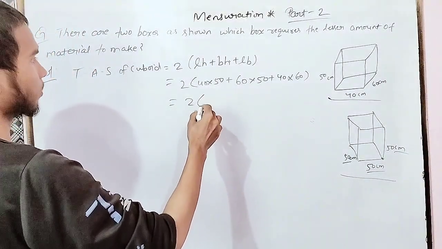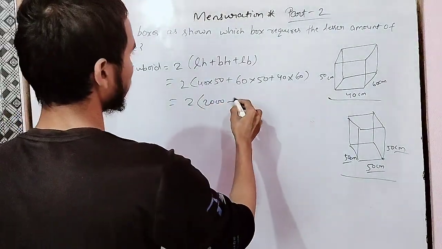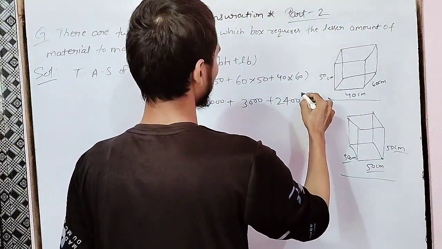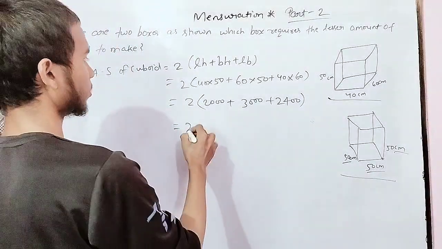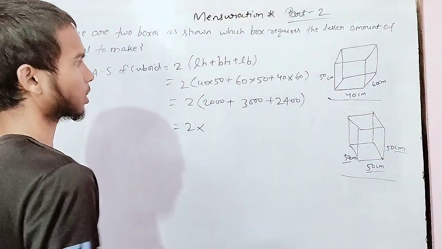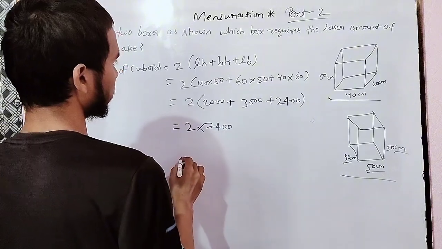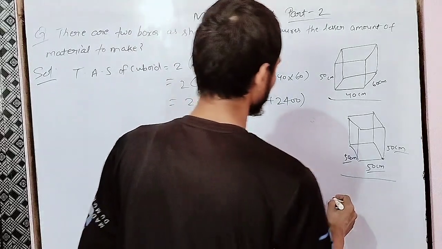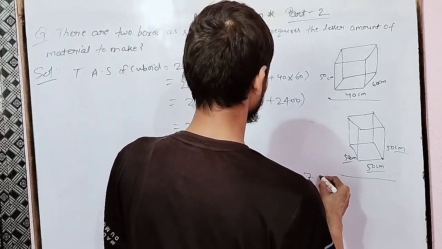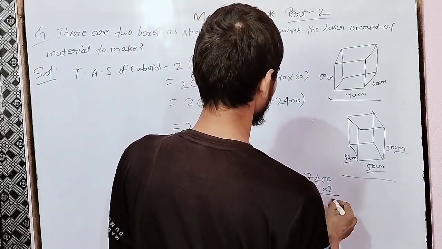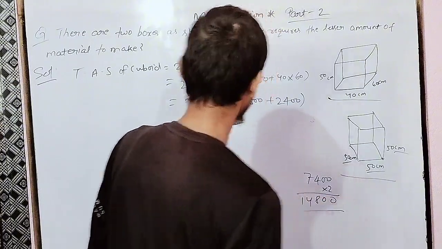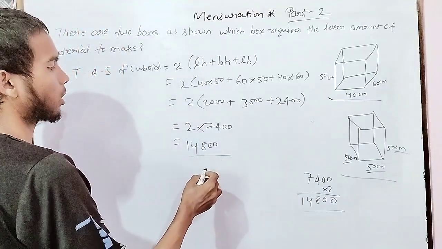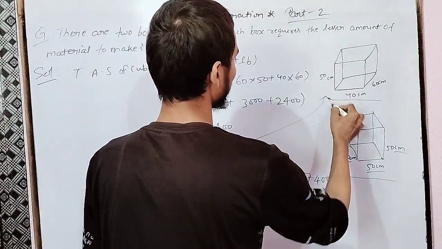5 4s are 20, 2000. 6 5s are 30, 3000. 6 4s are 24, 2400. 2 multiplied by 7400 is 14,800. This is the total surface area of this cuboid.